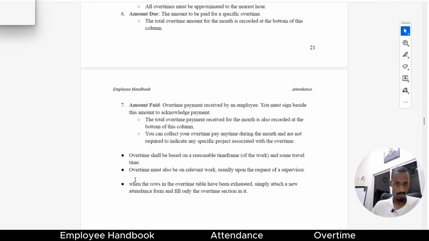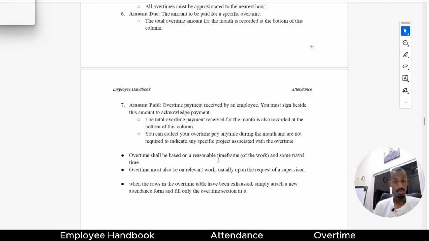Overtime must also be relevant work, usually upon the request of a supervisor. Just don't say, because I'm broke today I'm going to work until 5 o'clock so that I can have extra pay. No, that work has to be relevant, such that if it's not done that day, it cannot wait. If there is an event, you are not going to say that you will wait until tomorrow. You have to do that event that day, so you have to do overtime. It's necessary for the company. But if it's work you can wait until tomorrow to finish, why do you have to do overtime for that? Overtime like that will not be permitted by the company.